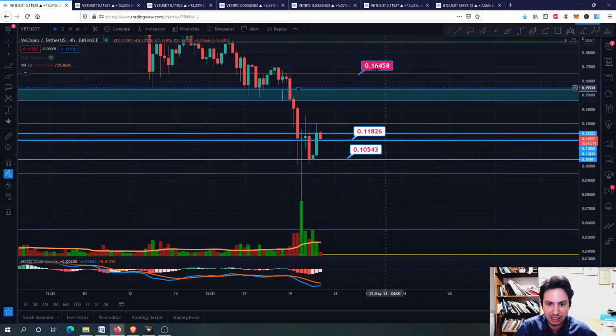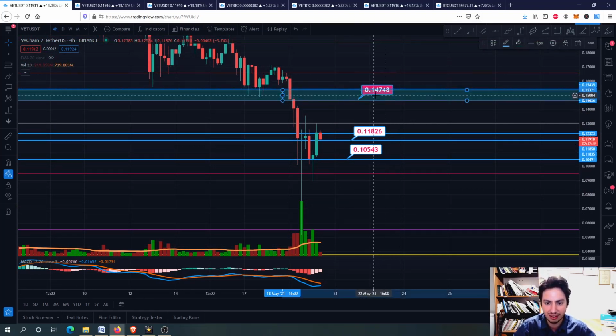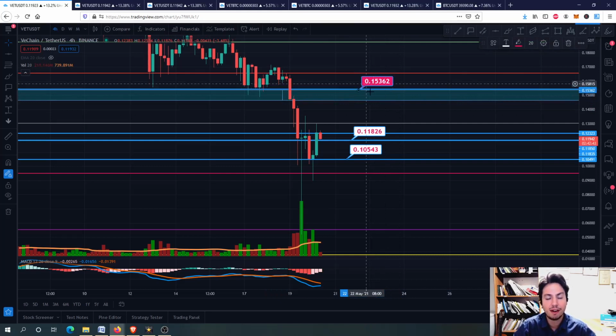What we would love to see is going above this area, guys, 0.15 cents to 14 cents around there. But I will explain what might happen afterwards.